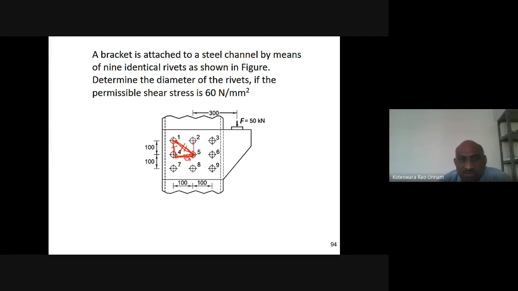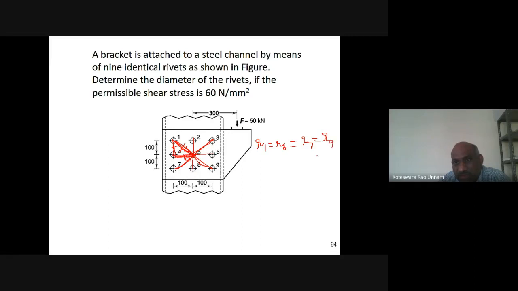Similarly, for this rivet it is 100 only, R2. For this rivet, it is square root of 100 square plus 100 square. For this rivet it is only 100, for this rivet only 100, and for this rivet also 100 only. For this it is square root of 100 square plus 100 square. For the 9th rivet also it is square root of 100 square plus 100 square. So out of all these rivets, R1, R3, R7 and R9 are equal.